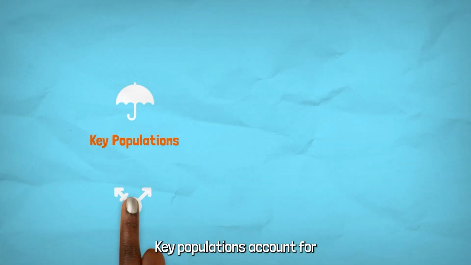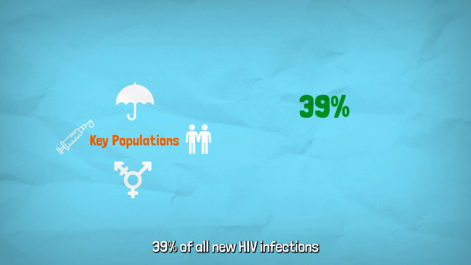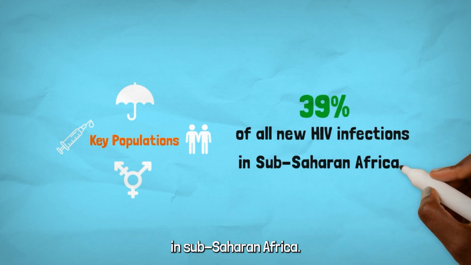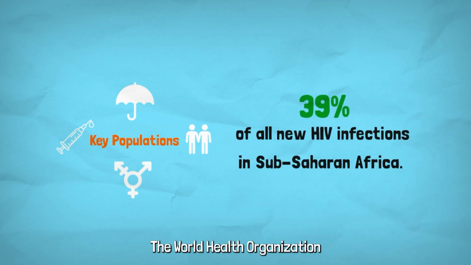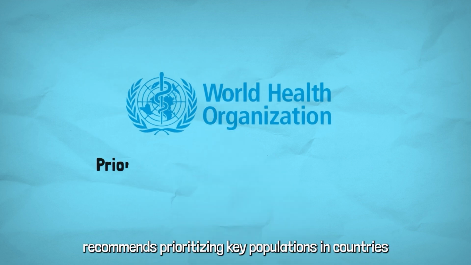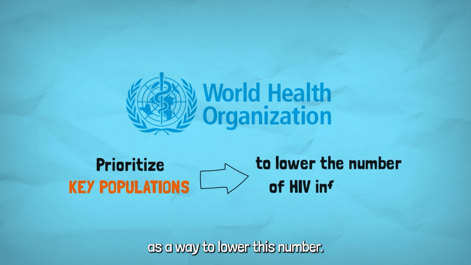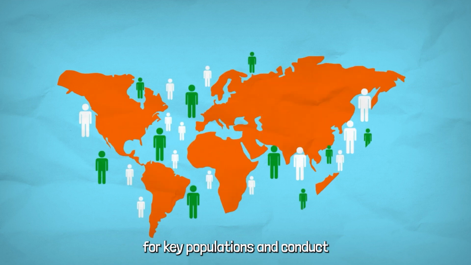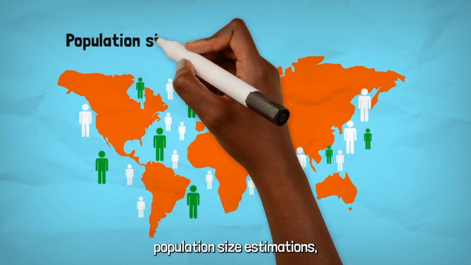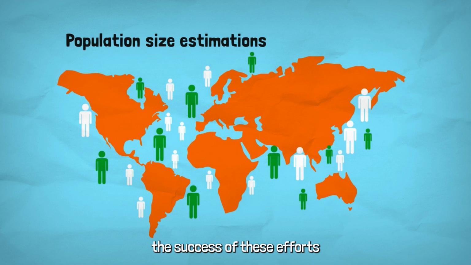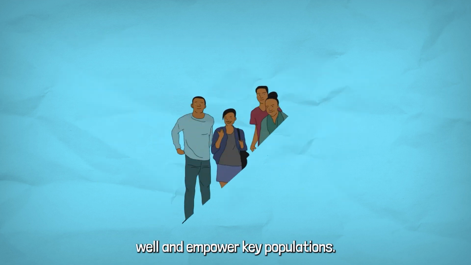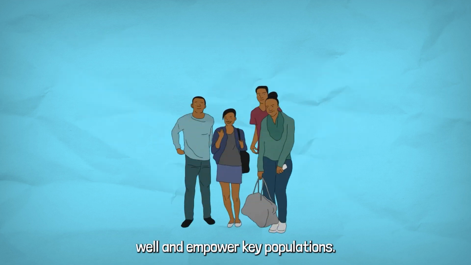Key populations account for 39% of all new HIV infections in sub-Saharan Africa. The World Health Organization recommends prioritizing key populations in countries' HIV response strategy as a way to lower this number. While a number of countries program for key populations and conduct population size estimation, the success of these efforts rests on the ability to plan well and empower key populations.